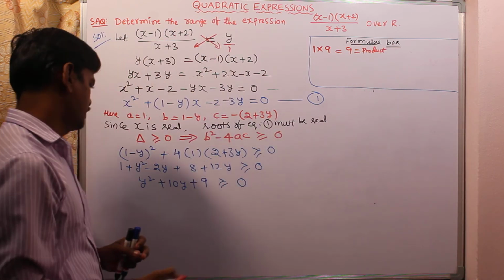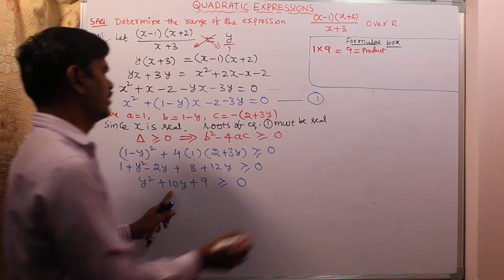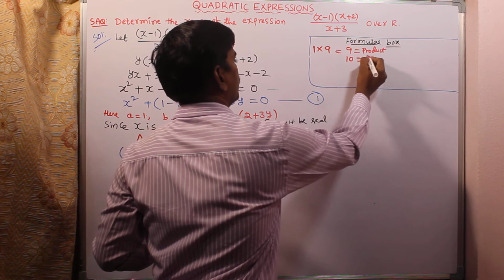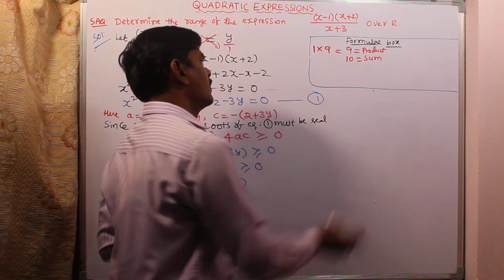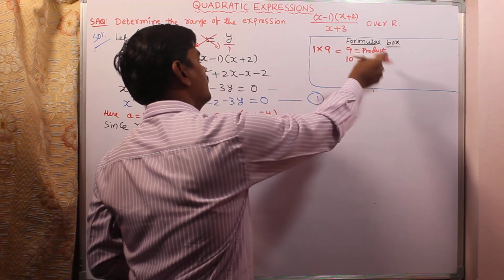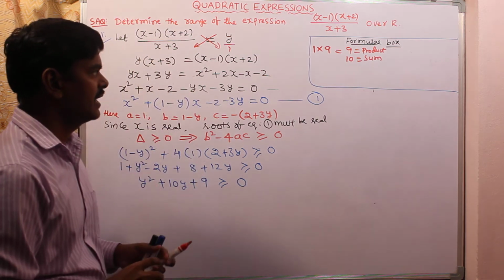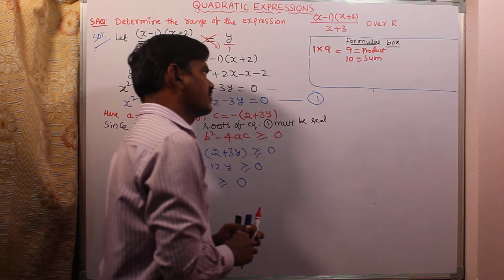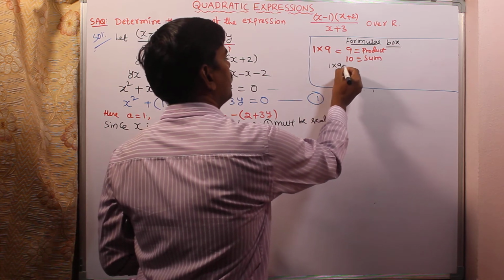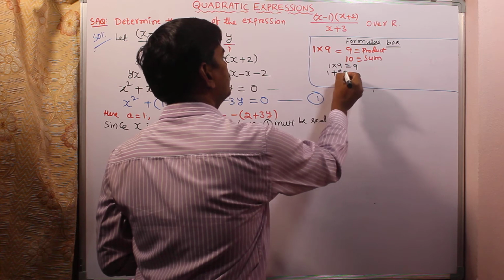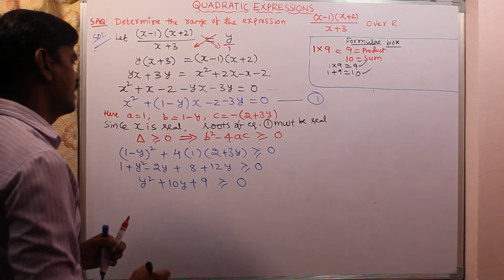Now the sum. Sum is nothing but the coefficient of the middle term. Coefficient of the middle term is 10, right? So the sum must be 10. Now think about two numbers whose product is 9 and whose sum is 10. What are the two numbers you can get? 1 and 9. Am I right? 1 into 9 is 9, 1 plus 9 is 10. So both the conditions are satisfied now.